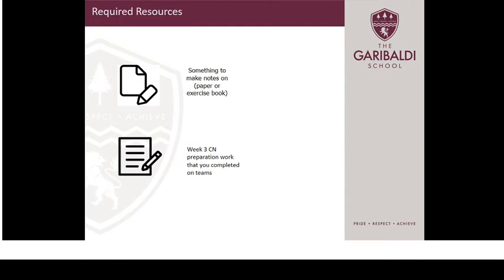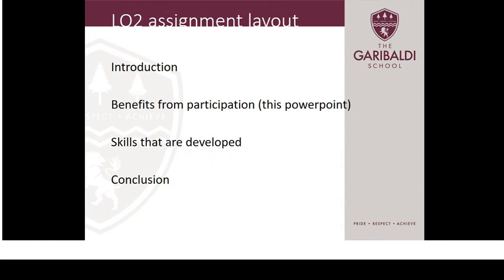So what you might need will be some paper and pen, and if you can, it would be great if you could get your week 3 Cambridge National prep work that I gave you on Teams, because that will link to this assignment. So the assignment layout then: introduction, benefits from participation, which is purely on this assignment, skills that are developed, which will come on another one, and the conclusion.